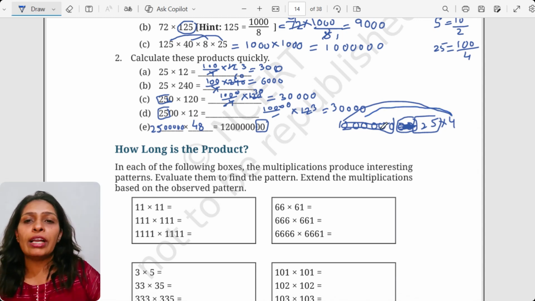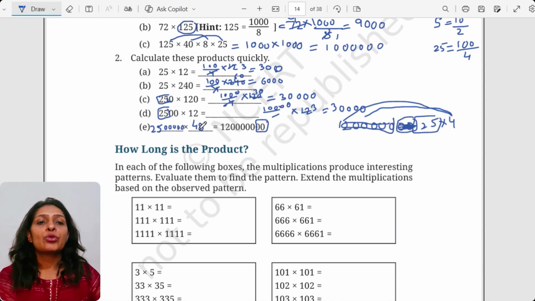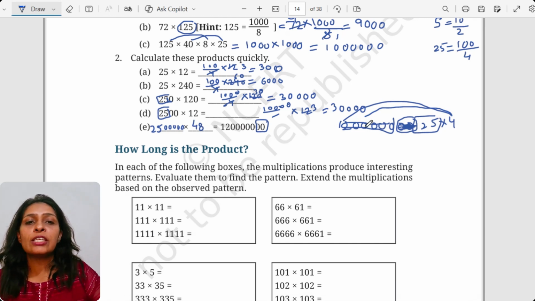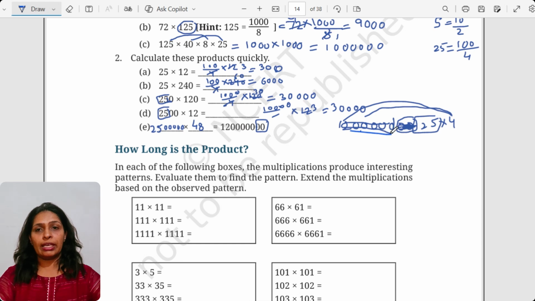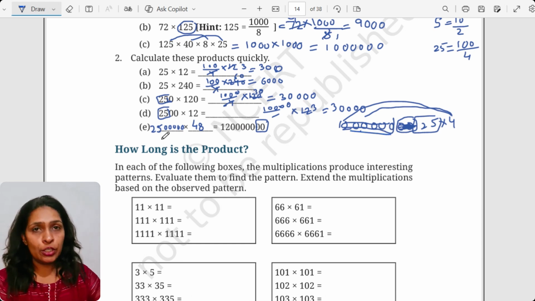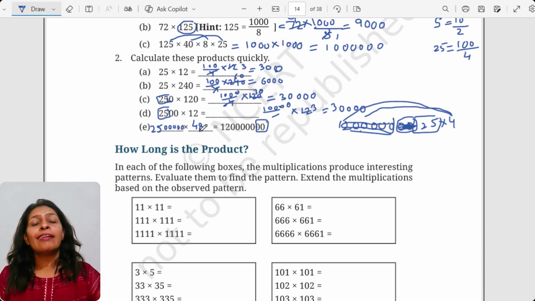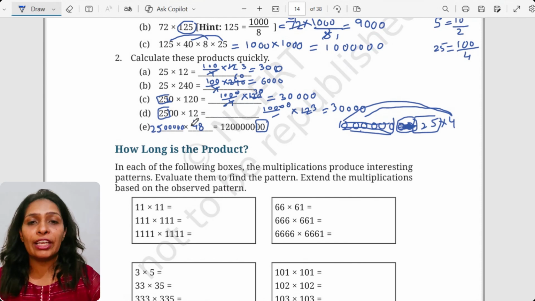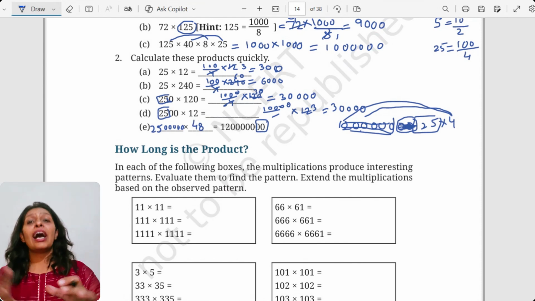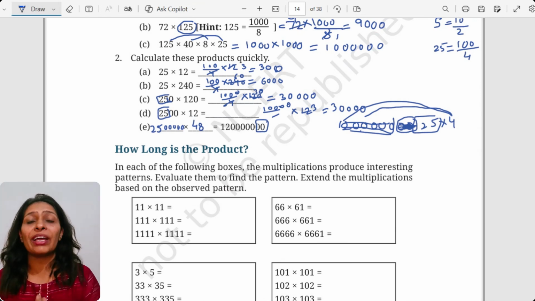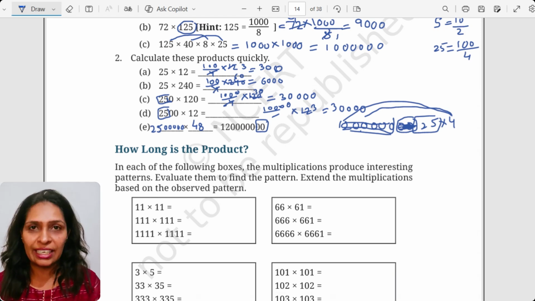So 4 into 12 is 48, and 25 multiplied by how many zeros left? 5 zeros are going to be left. So 25 and 5 zeros at the back multiplied by 48, and this is how so quickly, easily we can get this combination of the numbers which are going to get me the desired results. I hope you have understood today's topic. This was quick calculations, and this is just the beginning.